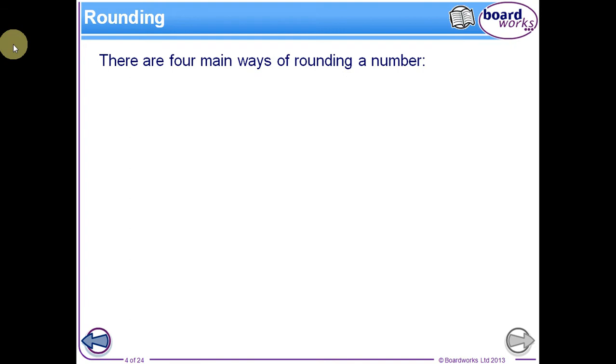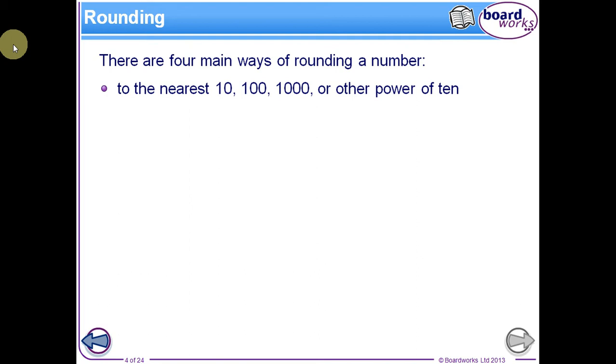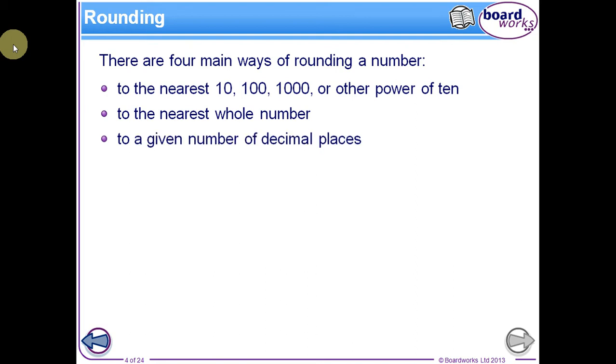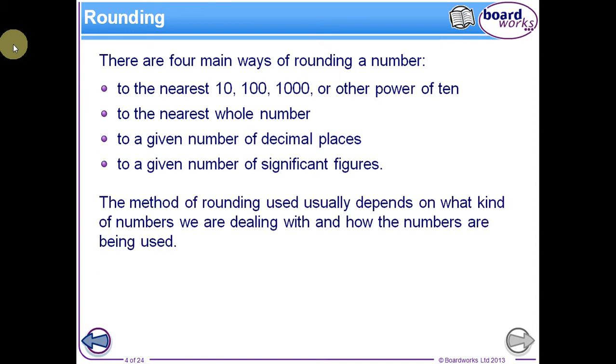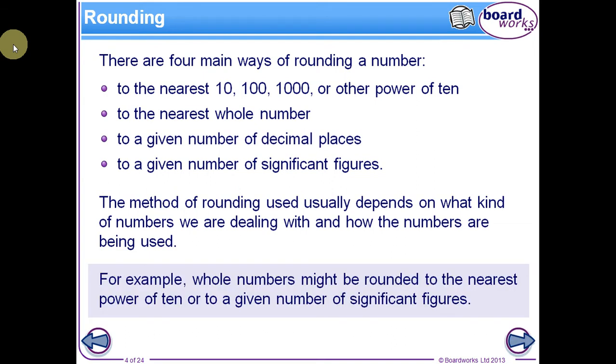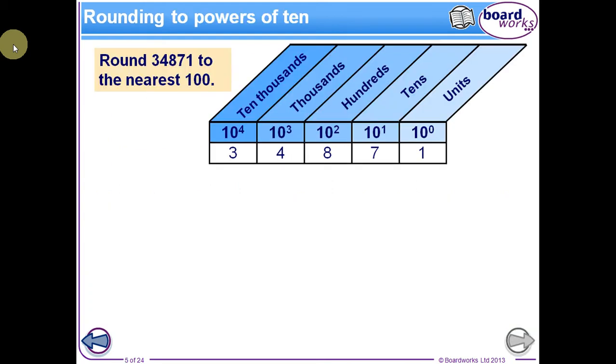There are four main ways of rounding a number. We can round a number to the nearest 10, to the nearest 100 and 1,000, or better still to the nearest power of 10. We can also round to the nearest whole number, to a given number of decimal places, and to a given number of significant figures. The method of rounding usually depends on what kind of numbers we are dealing with and how the numbers are being used. For example, numbers may be rounded to the nearest power of 10 or to a given number of significant figures.